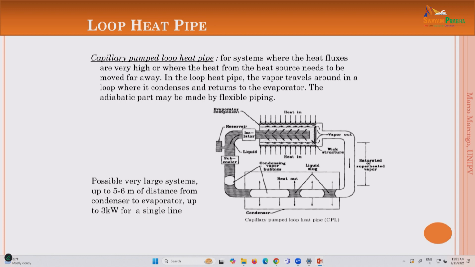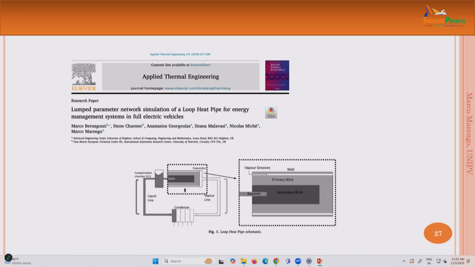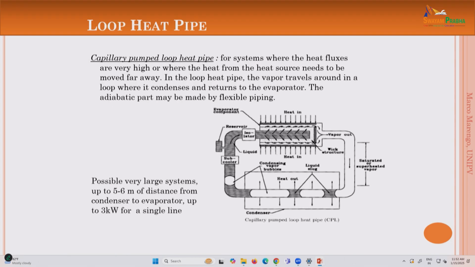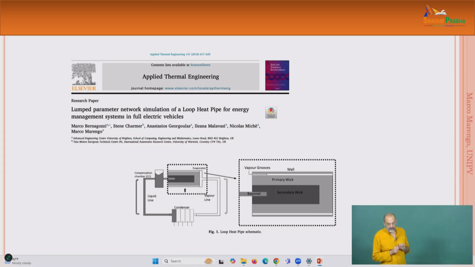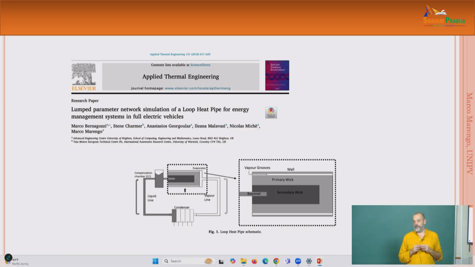What is important in this system is that we have a vapor line and a liquid line, like for the looped pipe, and they can be very long. Now we can have a 5 or 6 meter long system, okay? A capillary pumped looped pipe is extremely efficient. A looped pipe is really very efficient, and in this case, we also wrote a lumped parameter network code in order to simulate a looped pipe.